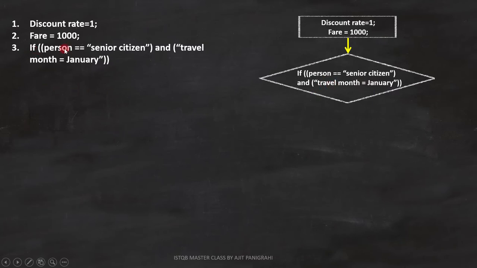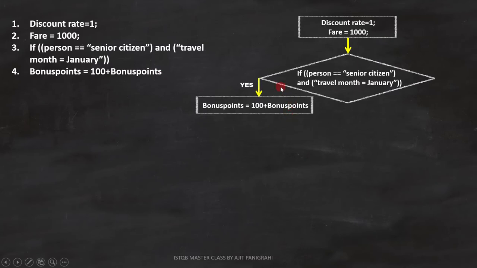If this condition is true, line 4, bonus points equals 100 plus bonus points will execute. Since it is a statement, we can represent it like this. Now, the point to understand is, since there is no else part, we have to do nothing if the condition fails.